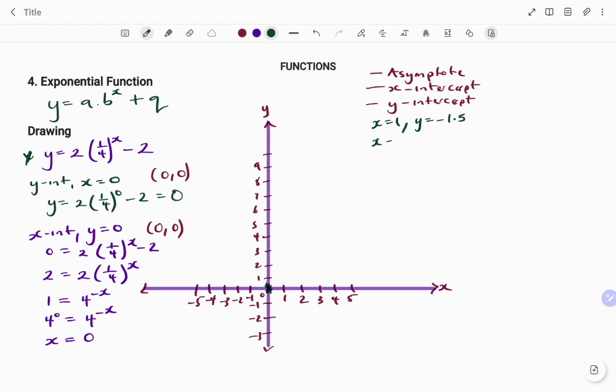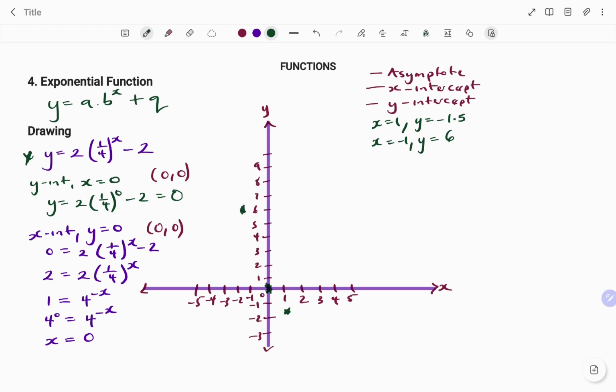Or if I pick x is negative 1, I'm just picking random values on the graph, I'm going to have y equals positive 6. So I'm looking for these 2 points on my graph. I have x is 1, y is negative 1.5. I'm going to have that here. And then I have my x is negative 1, y is positive 6.